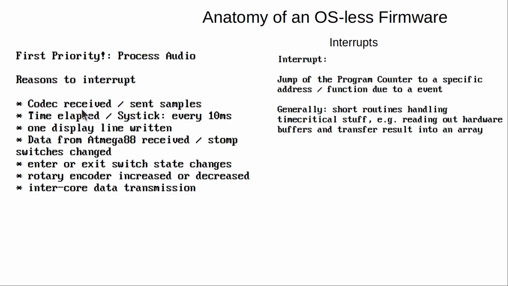An interrupt is a jump of the program counter to a specific address due to an event. The methods jumped to are generally short. They handle time-critical stuff such as reading out hardware buffers, then placing the result in a potentially larger buffer.